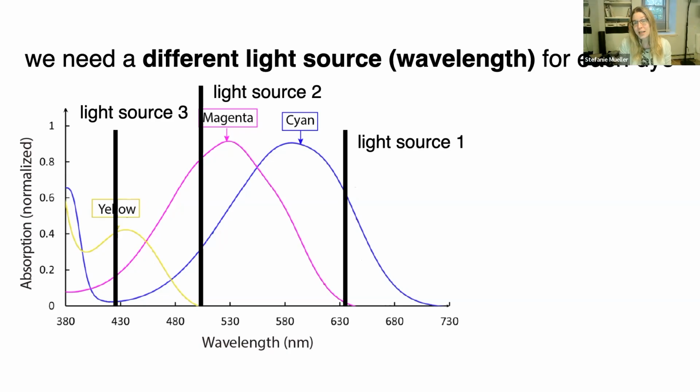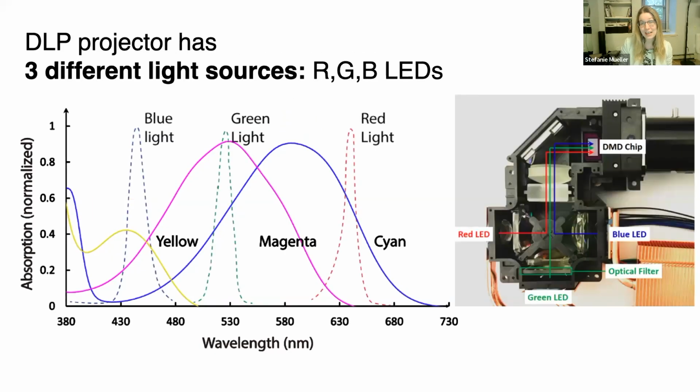So the question now is, where can we get these 3 different light sources from? And we're actually very lucky, because if you look at a normal DLP projector, so these are the projectors that we use to project slides in a physical meeting, they actually already have 3 different light sources integrated. They have an RGB LED. So by having these red, green, and blue LEDs, we actually get very lucky in this case, and they are exactly at those wavelengths where we need them. So as you can see again in this wavelength chart, if we wanted to make the cyan transparent in the bottle, we just have to shine some red light on it.